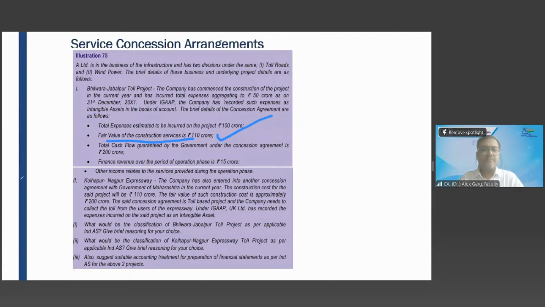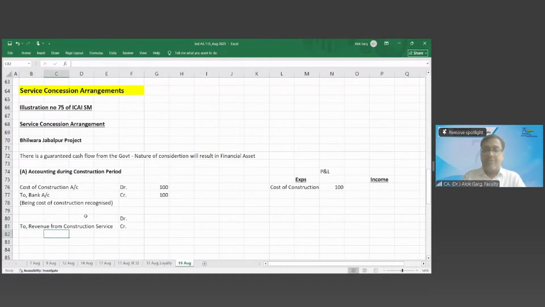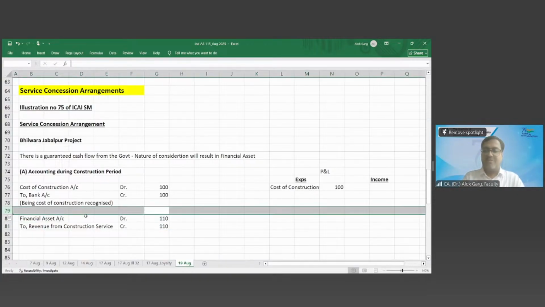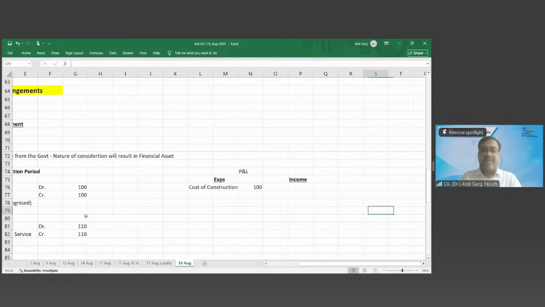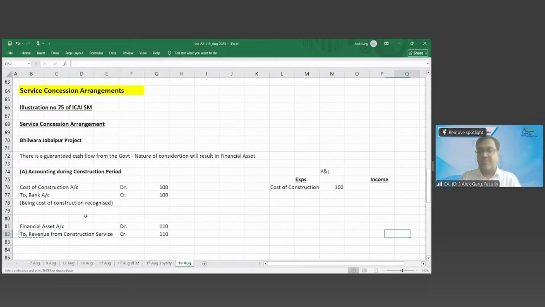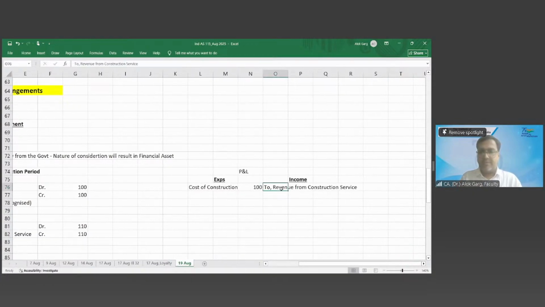Yes, sir. So how much revenue should I recognize, my dear friends? 110 crore revenue I should recognize, but I haven't received the money. So what should I debit? Financial asset. Financial asset account debit 110 crore. I hope you have understood this concept of how to recognize the revenue, right? And on the right side, your revenue from construction service will come. And what is the revenue from the construction service? 110 crore. So you got the benefit of 10 crore, profit of 10 crore due to your construction activity.